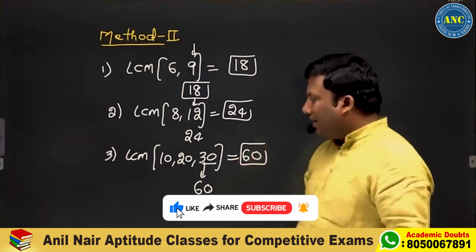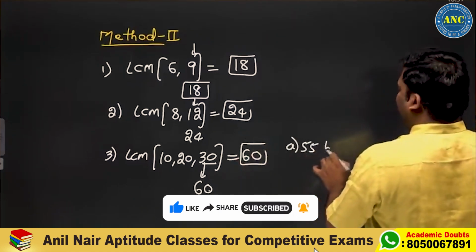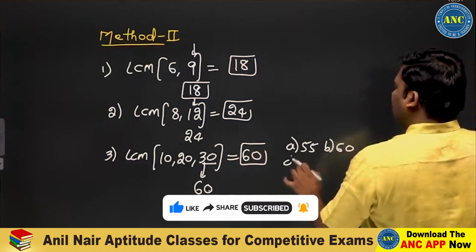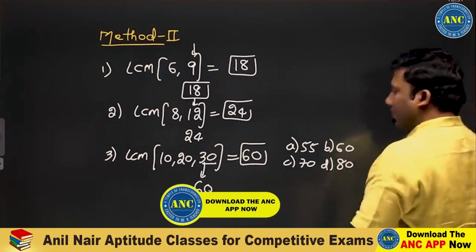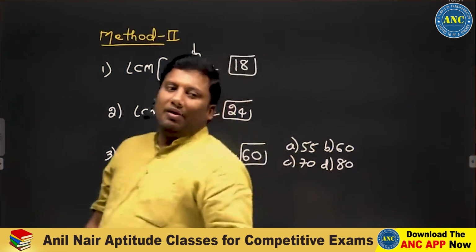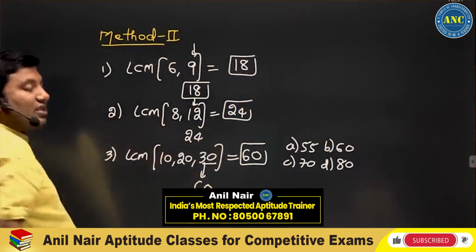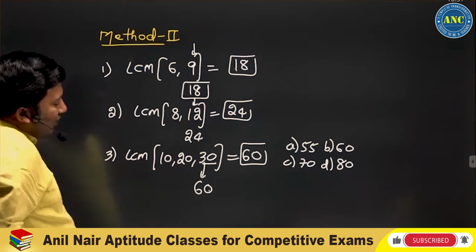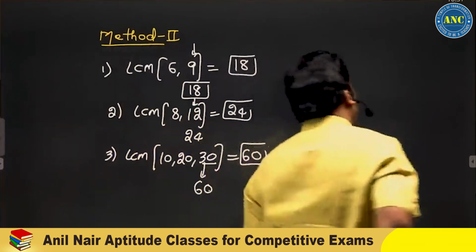I hope the idea is clear. Suppose the options are like this: 55, 60, 70 and 80. Assume that you forgot this concept. LCM of 10, 20, 30. Options are 55, 60, 70 and 80.